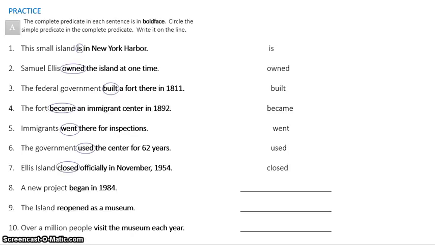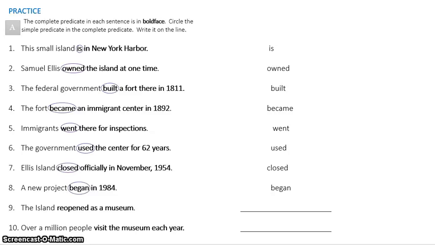A new project began in 1984. Began in 1984 is my complete predicate. My simple predicate or my verb is began, and I should have written it on the line.